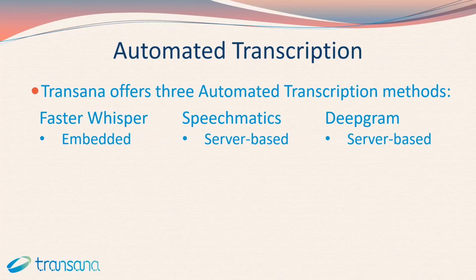Faster Whisper is an embedded tool. What that means is that Faster Whisper is built into Transana completely. It runs on your computer. It processes the data on your computer. Your data never leaves your computer when transcribed by using the Faster Whisper tool. Speechmatics and DeepGram, on the other hand, are both server-based tools. That means that you take your data, you send it out to their server for processing, and they send back the resulting transcript. And they take steps to protect the confidentiality of your data, of course, and they have all sorts of rules and policies.